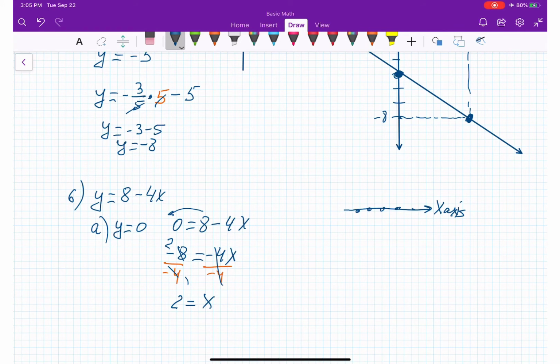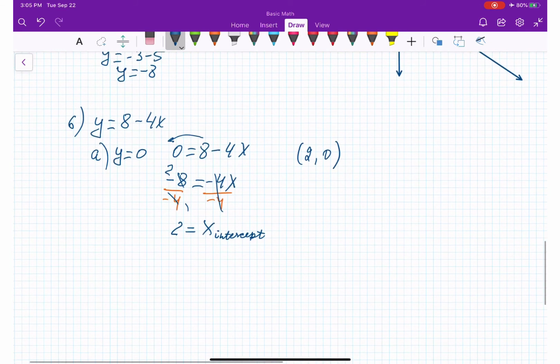All right? So this is our x-intercept. And as a coordinate, we can write down (2, 0). Okay? Next, B.